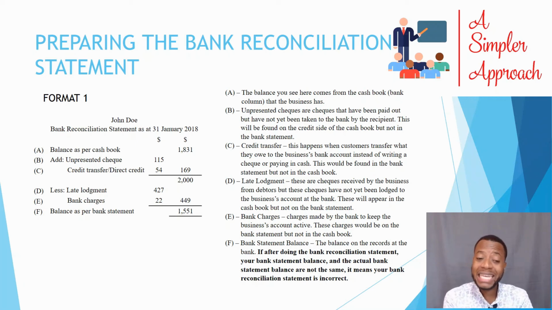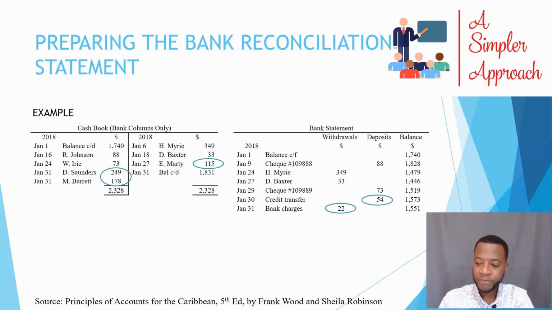Now, the balance as per bank statement comes from the bank statements, the final figure in the bank statement that represents the balance in the account. Now, watch this. 1,551. That figure that you calculate at the end of the bank reconciliation statement must be the same. Let me backtrack a bit and show you. See it right here? Let me just use the cursor and show you.